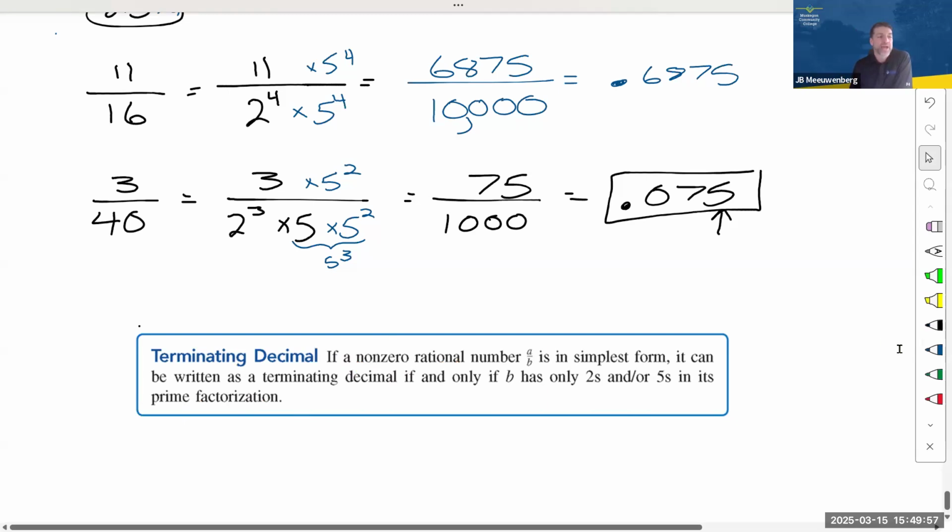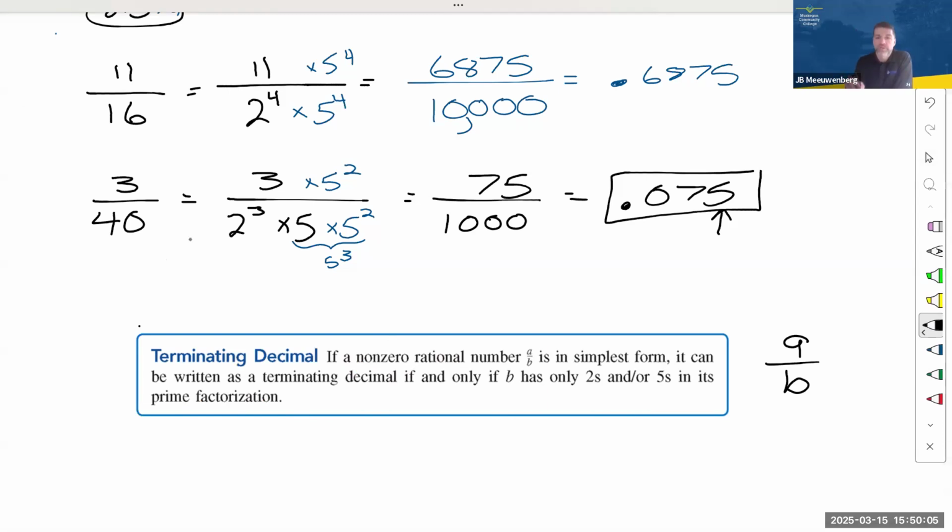So again, if a non-zero rational number, a over b, is in its simplest form, notice all of these that I gave you were completely reduced, it can be written as a terminating decimal. Remember, it's going to end if and only if b, the denominator, has only 2s and/or 5s in its prime factorization. It can't have any other numbers as part of its prime factorization, only 2s and 5s, because those are the ingredients, the prime factors in every single power of 10.